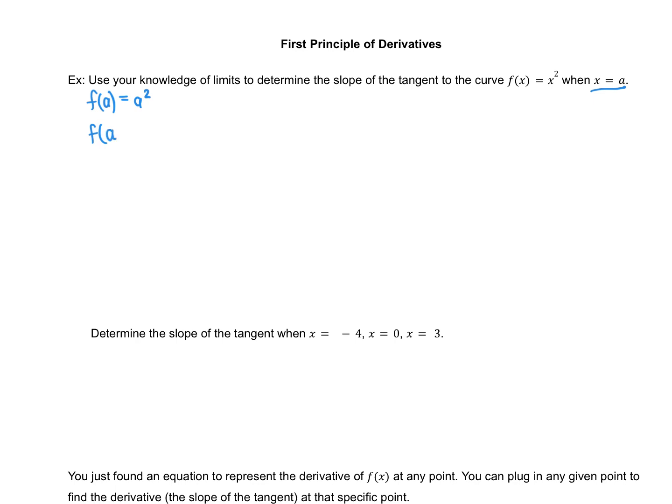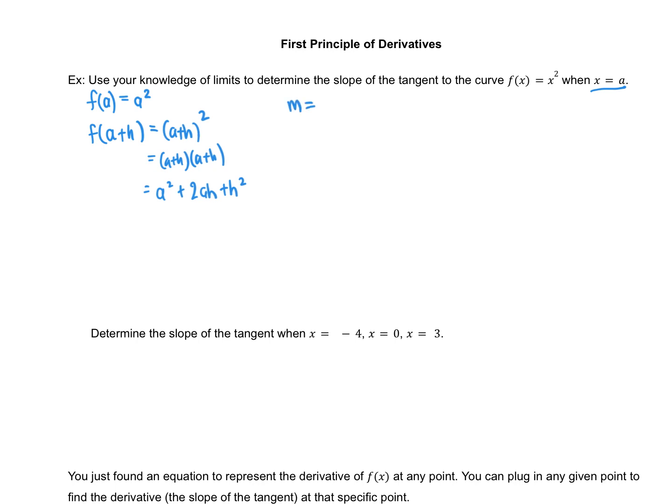And then to that value of a, I'm going to add h being the horizontal distance between these 2 points. And we're hoping that horizontal distance will approach 0. So that will be a plus h squared, which remember just means a plus h times a plus h. So that will simplify to a squared plus ah plus ha. So that's 2 ah's plus h squared. Now I'm ready to find the slope of the tangent.